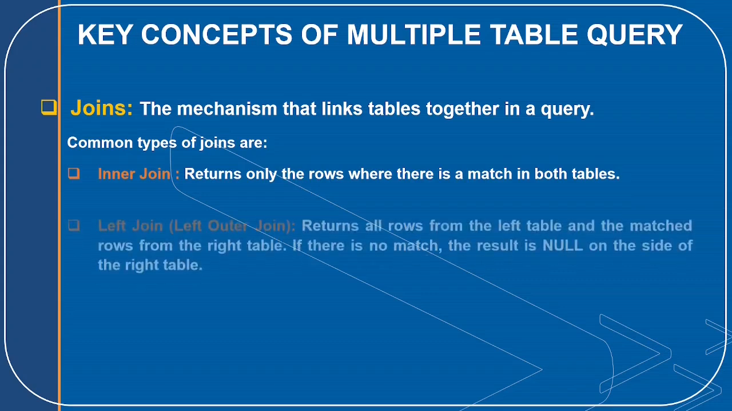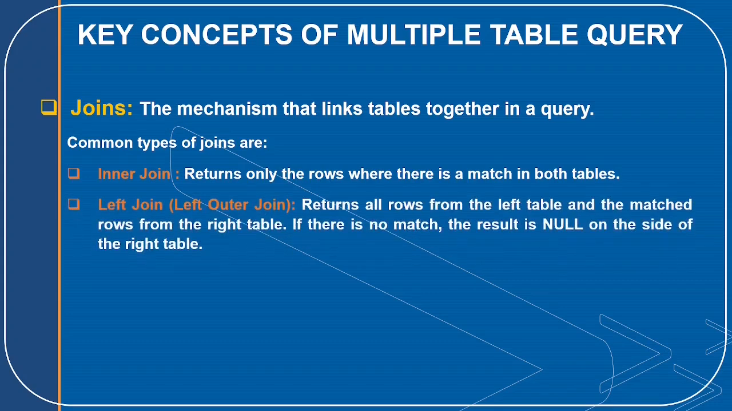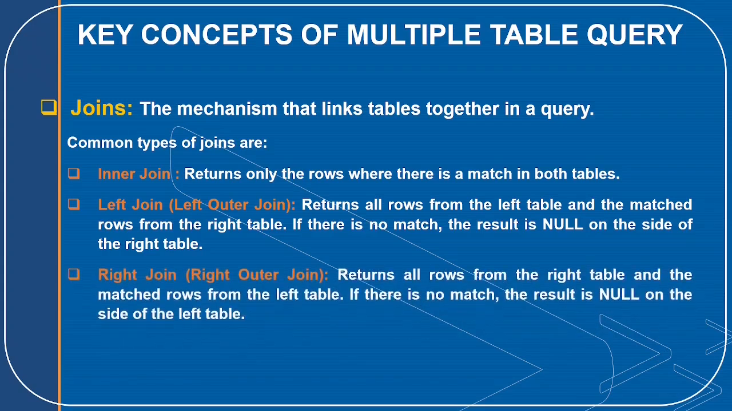Second one is the left join or left outer join. This join returns all rows from the left table and the matched rows from the right table. If there is no match, the result is null on the side of the right table. Third one is the right join or right outer join. This join returns all rows from the right table and the matched rows from the left table. If there is no match, the result is null on the side of the left table.